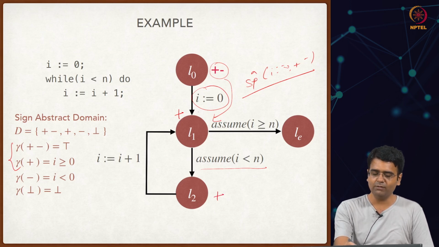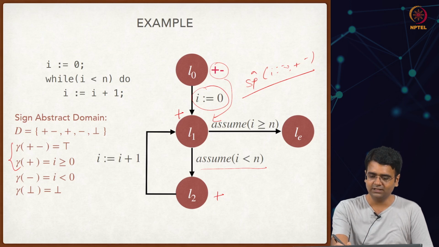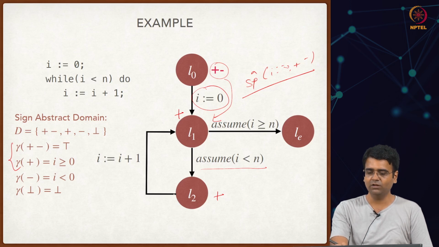Now from L2 back to L1, I need to propagate plus. I know that the value of I is positive at location L2. If I execute I equal to I plus 1, I am just adding 1, so the value of I will continue to remain positive. Therefore I will get plus again, so this plus will not change. Since this plus doesn't change, if you do another pass, propagating from L1 back to L2, you will get plus again at L2 and then plus again at L1. So essentially we have reached what we call a fixed point, and we'll define this later as well.